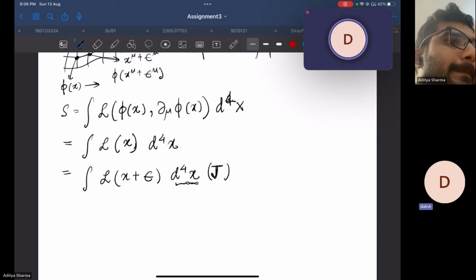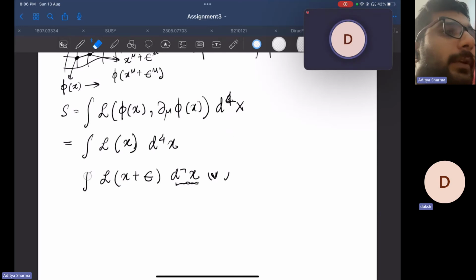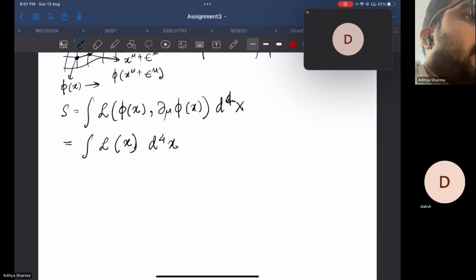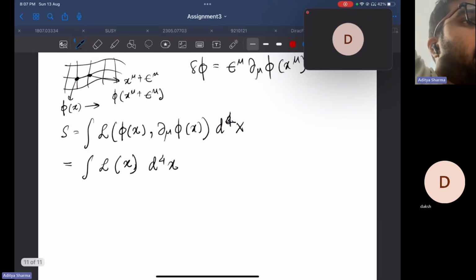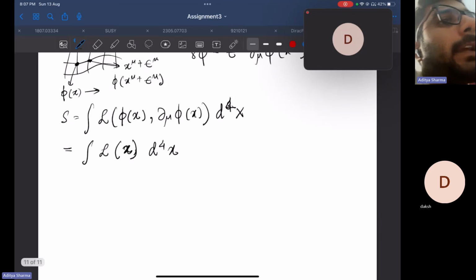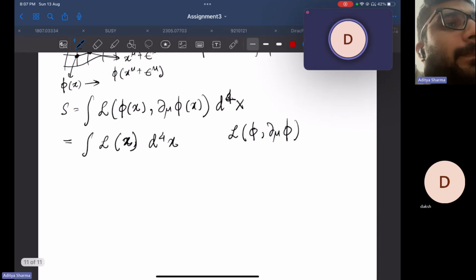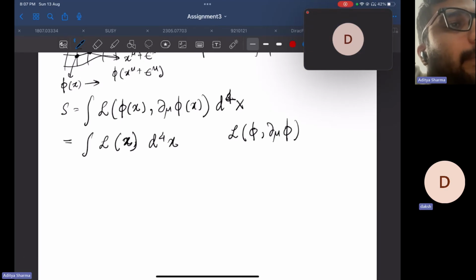The Jacobian comes only when we change the frame of reference. Actually, here you are changing only the position. Look, what is happening is now I'm writing the Lagrangian as a function of x. But the Lagrangian is only a function of the field phi and derivatives of phi. When you put it in the action, so what I mean to say is the Lagrangian.